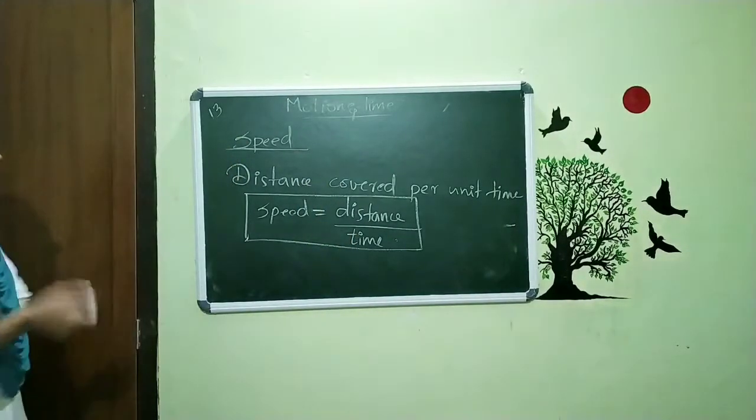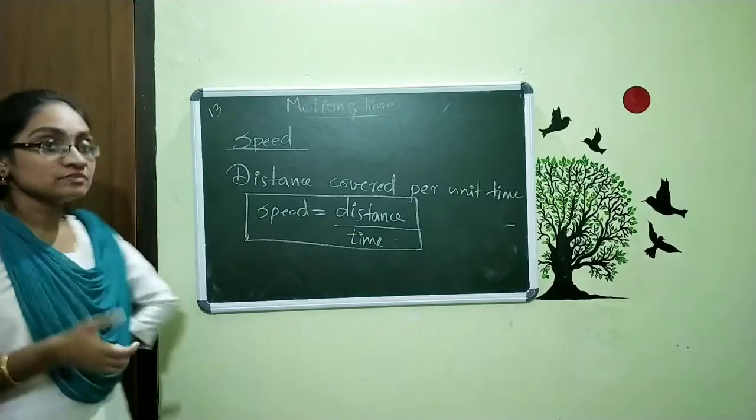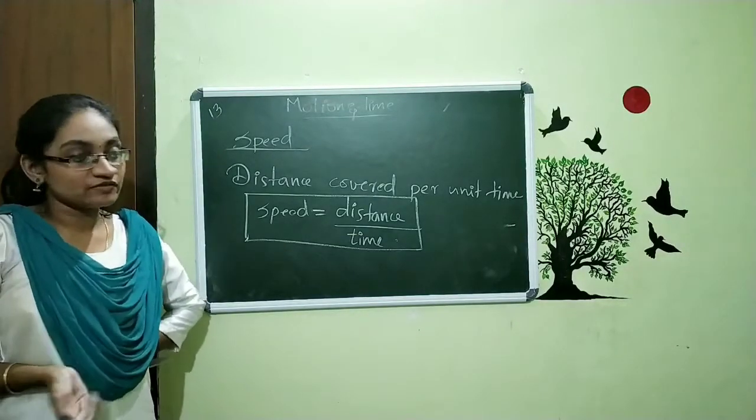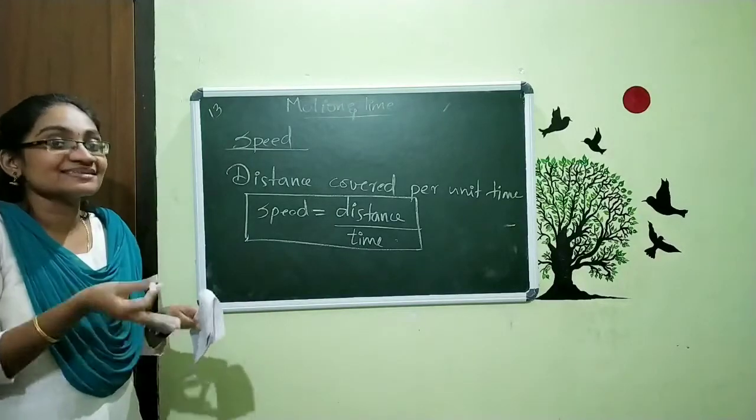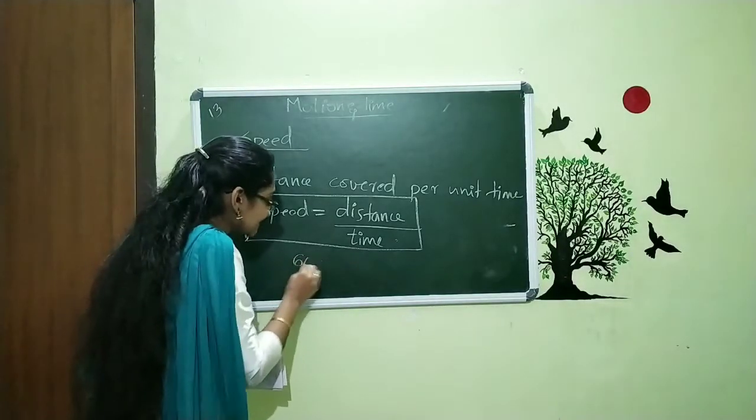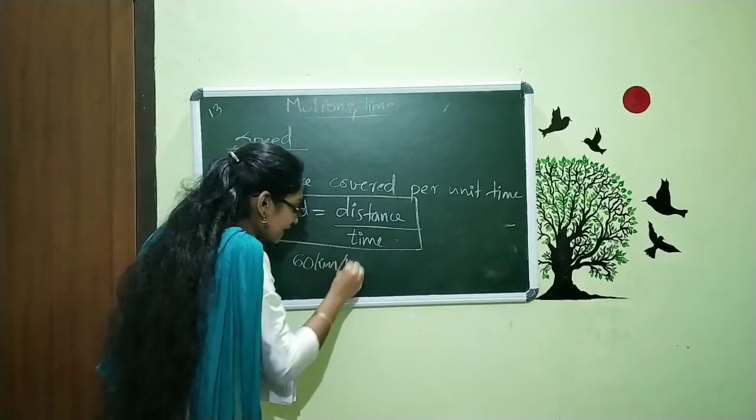Now the question is, we are familiar with the term while traveling in a vehicle. We are saying that the vehicle or the car is traveling at 60 km per hour.